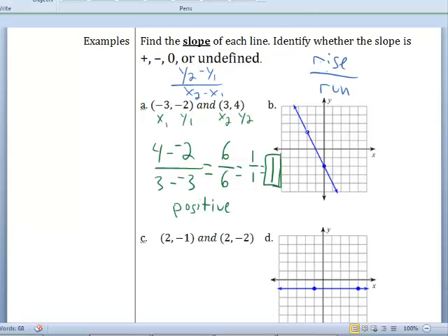I start at the leftmost point, and I've got to go down 1, 2, 3, 4. Then I've got to go to the right, 1, 2. So going down is a negative number, that's negative 4. Going to the right is a positive number, that's positive 2. So writing out my slope, I've got negative 4 over 2. Simplifies down to negative 2 over 1. I could go down to negative 2, but negative 2 over 1 is just fine. It's a negative number, and I see from my line there that it's a negative slope.